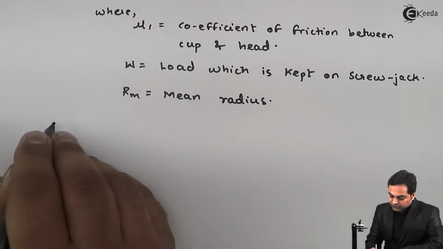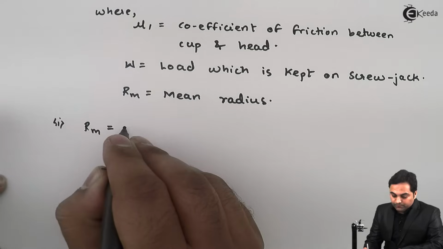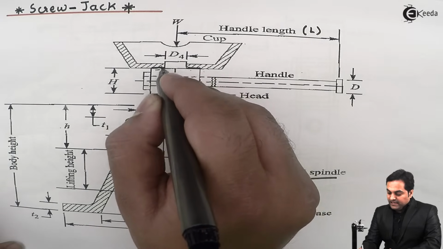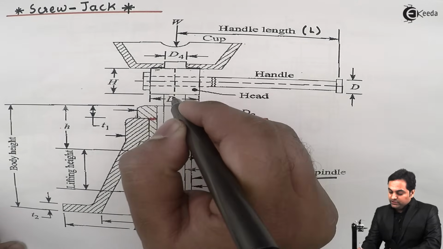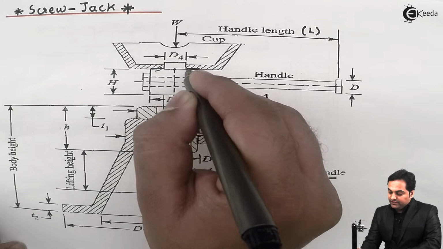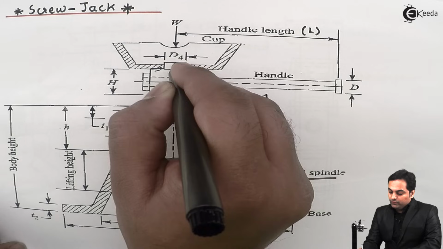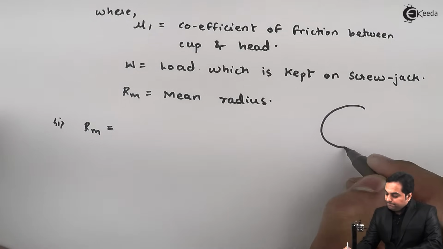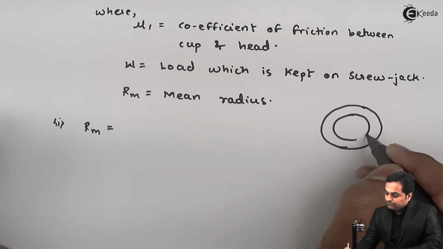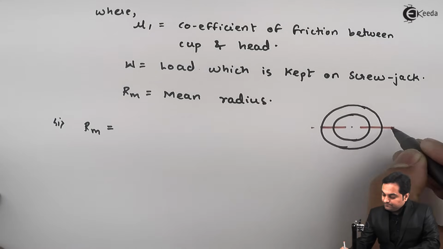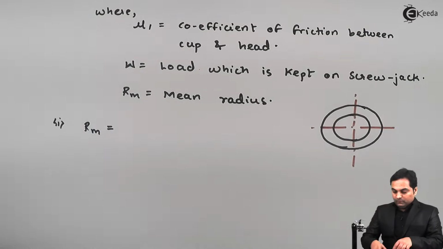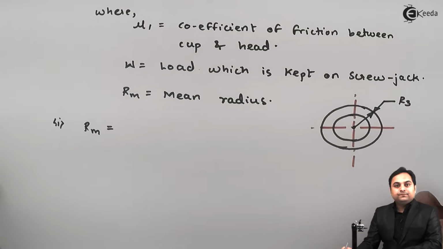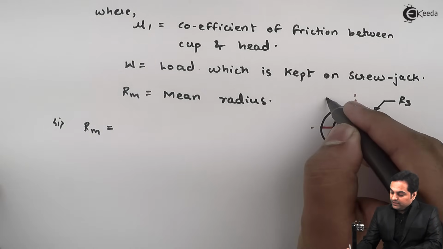So I'll write down the first value. Rm is equal to, here D4 is the minimum diameter and D3 is the maximum diameter. So from the center, if I take the distance, R3 becomes, from here till here, R3 is the major radius and R4 will be the smaller radius. So this section is hollow. So for that I'll explain it here. This is the bearing area. Here the outer radius is R3, and the inner radius is R4.